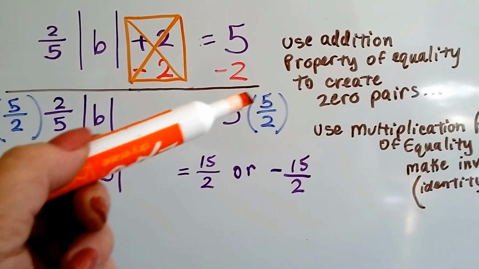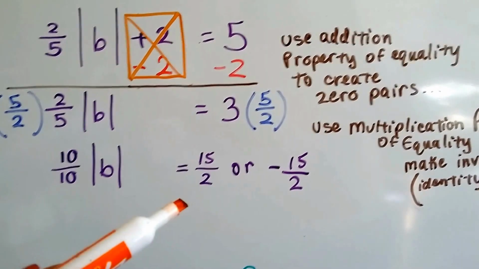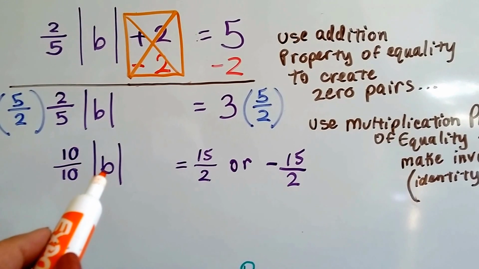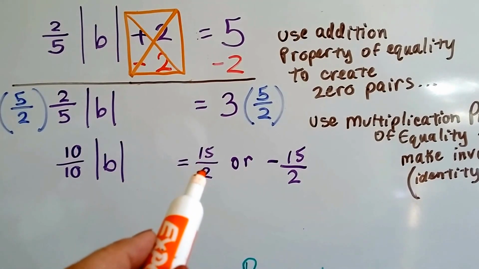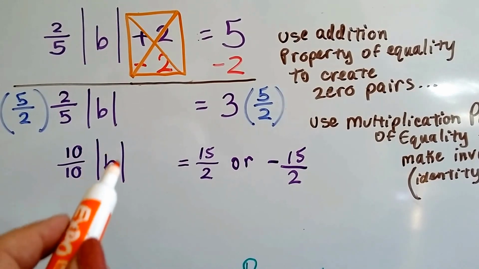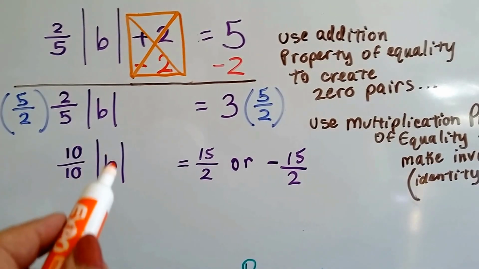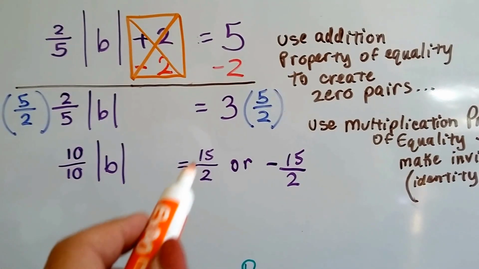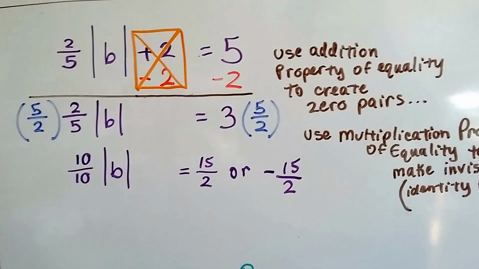On this side, we've got 15/2. Now, we don't know if this absolute value of b was a positive 15/2 or a negative 15/2. All we know is that it was one of them inside of these bars. Once it came out, it was 15/2. See?